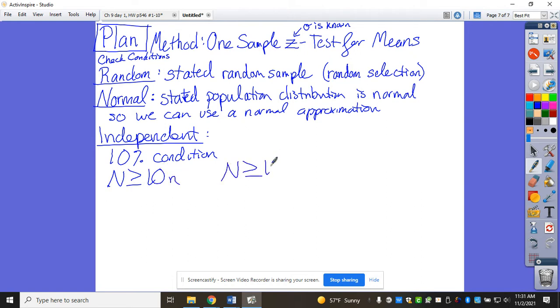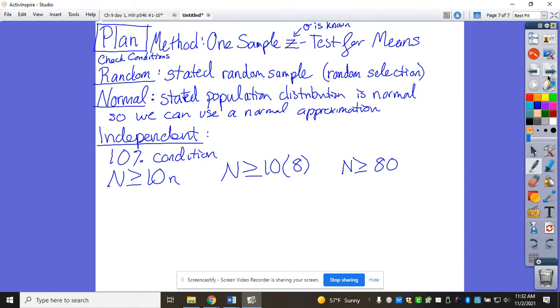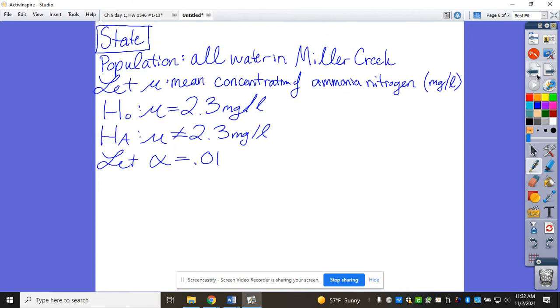What was our n for this problem? So this one I have to think about. This is why sometimes I write this a little bit different. There's at least 80 water in Miller Creek. Sounds kind of funny. At least 80 water. And so that's why sometimes I come back here and choose to go something like that, just so that it makes more sense and I'm not changing anything.